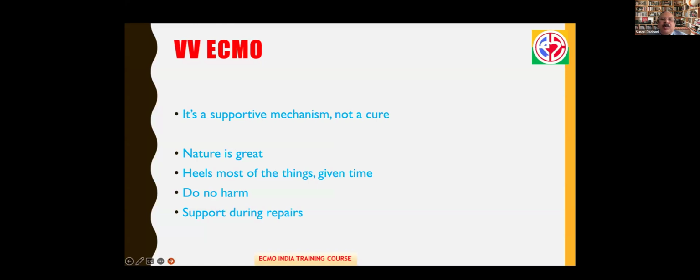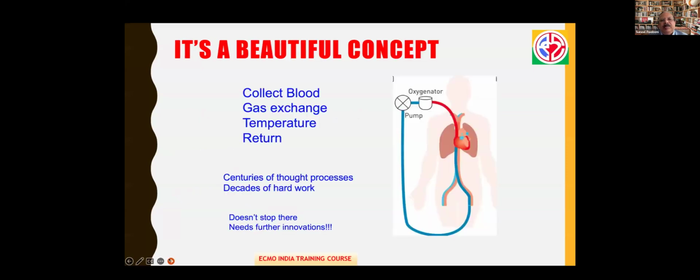So the VV ECMO, it is very important to understand, is a supportive mechanism and it is not a cure. So we are providing oxygenated blood to the patient till the underlying septic process, underlying pneumonia heals. So it is a supportive mechanism and not a curative mechanism. Nature is great, it heals most of the things given time and do no harm and support during this repair process happening. So we take blood from the biggest reservoir wherever you can collect the blood from.